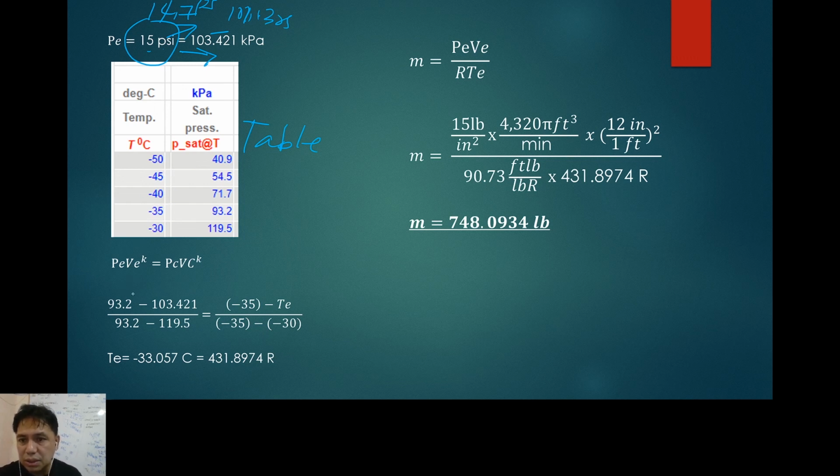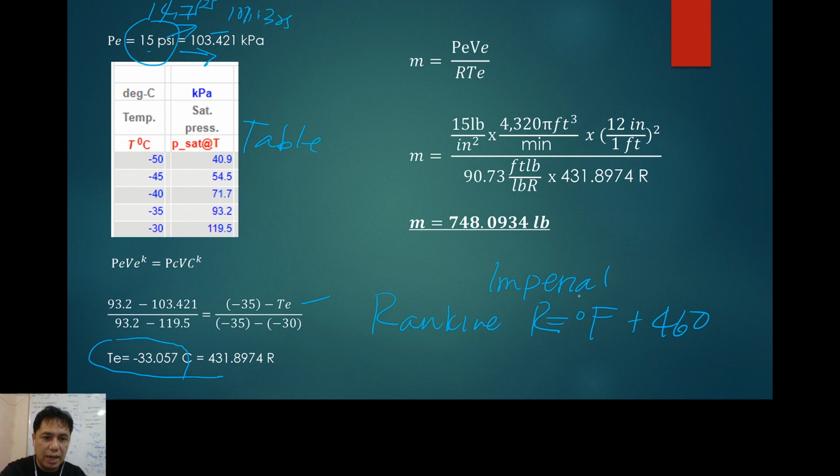So we just have to substitute the values now from the interpolated. Now you can use the interpolation. So you can plug in here. So we have the temperature and then the pressure. So you will get the temperature at the evaporator. Then you can convert this into Rankine, because the absolute temperature for the imperial or English unit is Rankine. So degree Fahrenheit plus 460 equals Rankine. But in Kelvin, it is centigrade plus 273.